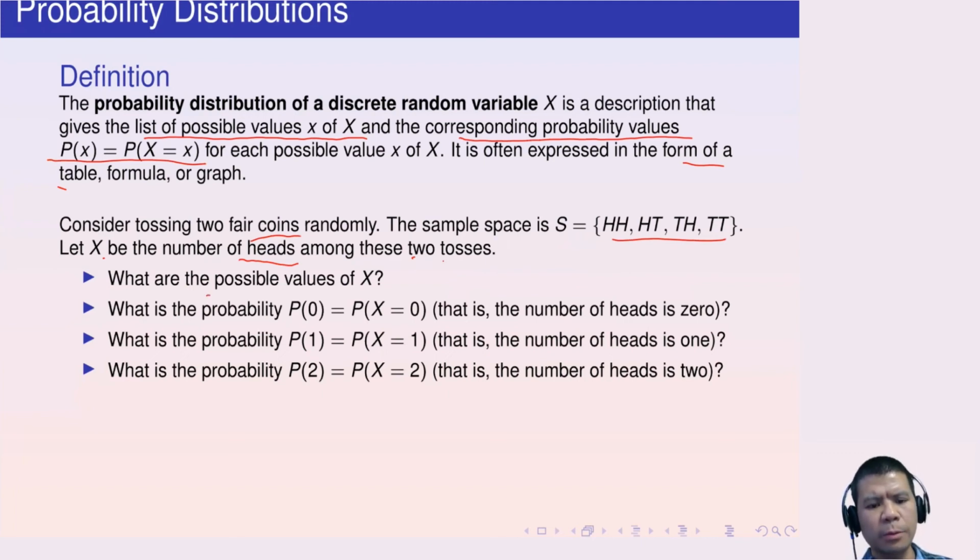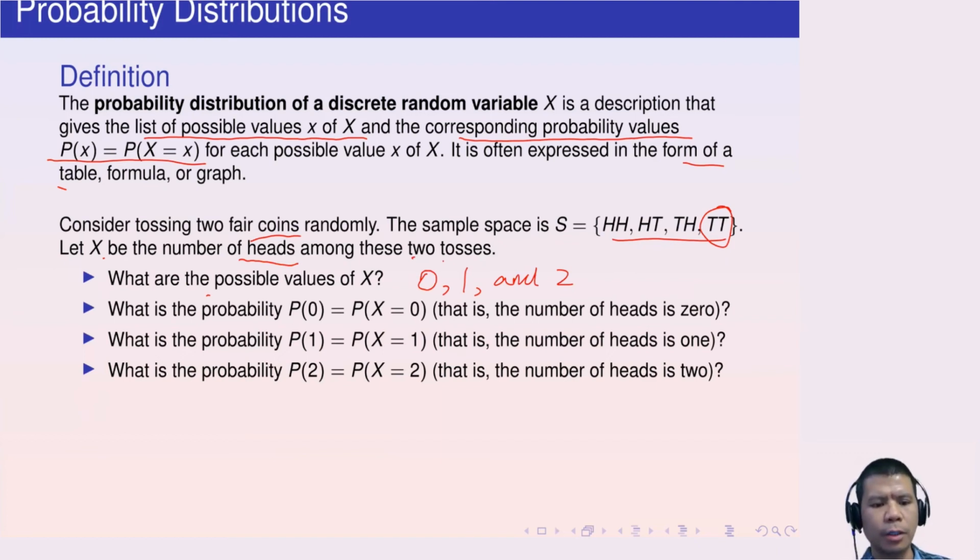So what are the possible values of x? The number of heads, x can be maybe 0. There are no heads among these two, so in this case it's tails, so the number of heads will be 0. And also it can be 1, and 2. So 0, 1, 2. Maybe 2 heads.